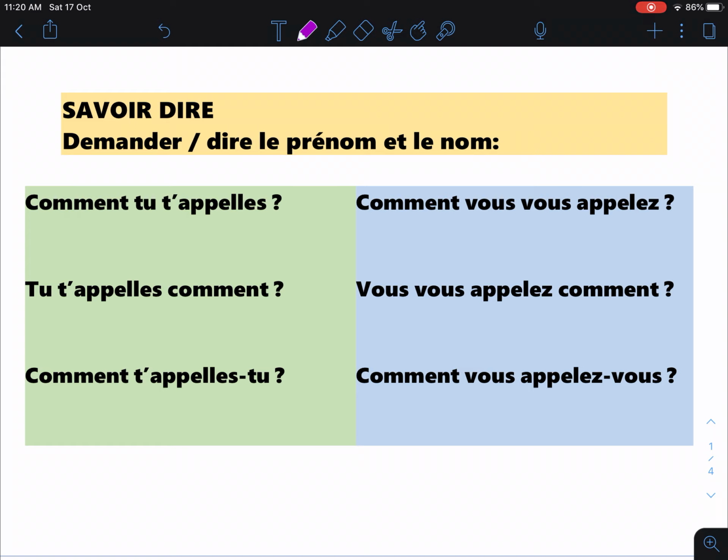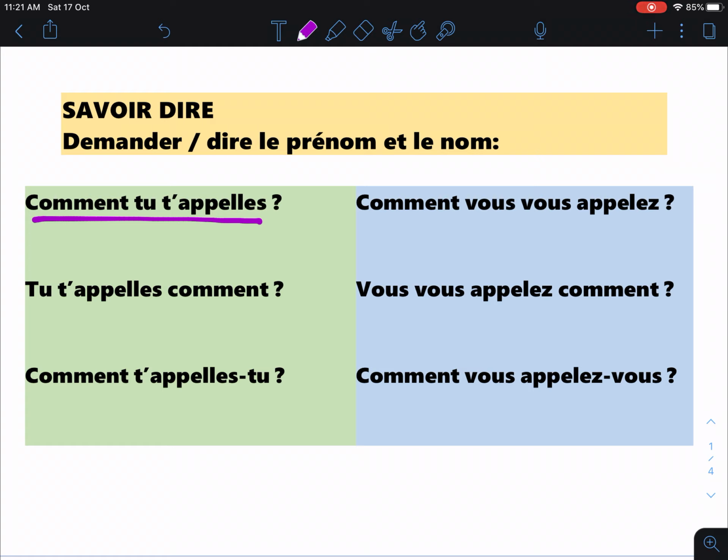Now, you have 6 questions here. You have the first column in green color. It is for tu, for informal situation, and the blue column is for vous, for formal situation. Now let's look at how we ask what is your name for tu. Now you have here comment tu t'appelles. Comment tu t'appelles means what is your name.